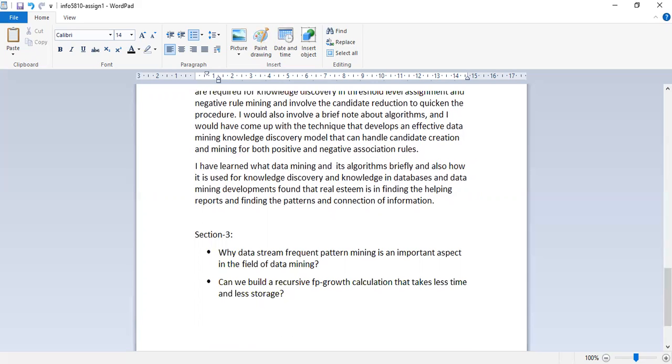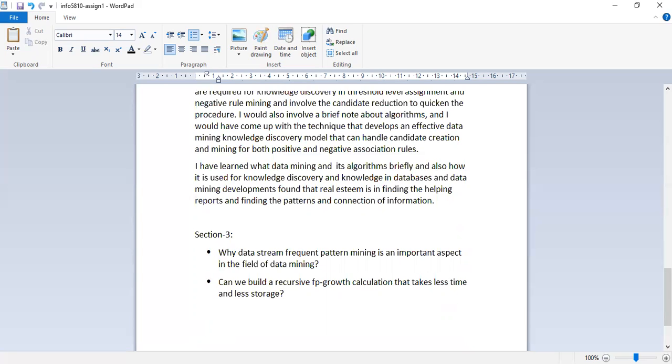Data mining developments found that the real value is in finding helpful reports, patterns, and collections of information instead of pruning the data. Instead of cutting all unnecessary data, it's really good for us to find patterns and connections from it using data mining algorithms. I also gained so much interest in data mining after reading this article. This is really helpful for me.